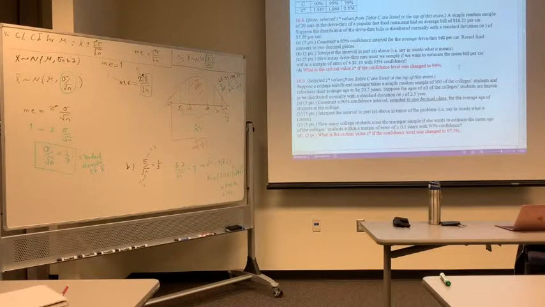It says a simple random sample of 20 cars in the drive-thru of a popular fast food restaurant had an average bill of 18.21 per car. Suppose the distribution of drive-thru bill is normal with a standard deviation sigma of 5.89. What is the critical value Z star if the confidence level was changed to 94%?